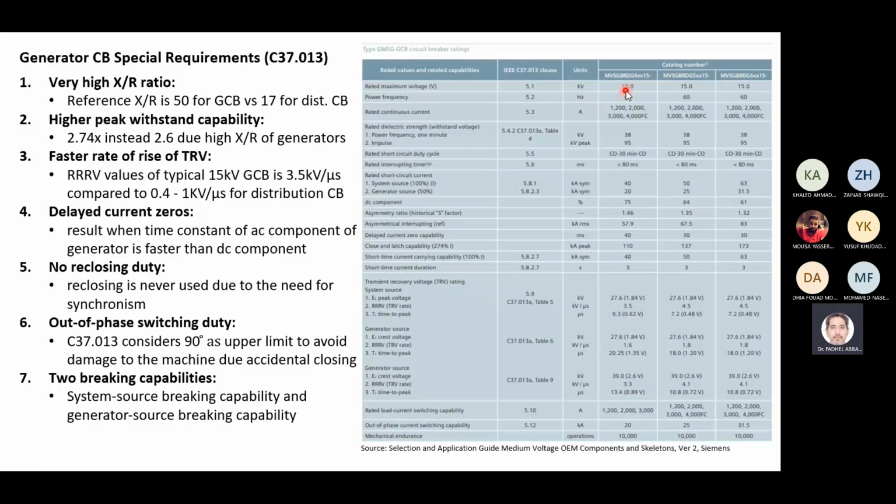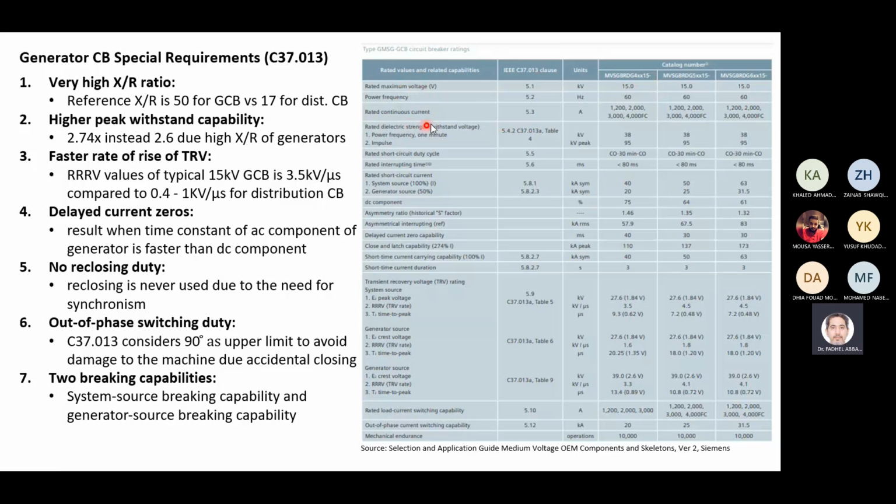Okay, but I can use the same 15 kV circuit breaker at 11 kV systems. But I cannot use a circuit breaker with a 15 kV maximum rated operating voltage for, let's say, higher than 15 kV. So this is the one thing. Now the power frequency they specify is 60 Hz for the rated continuous current.